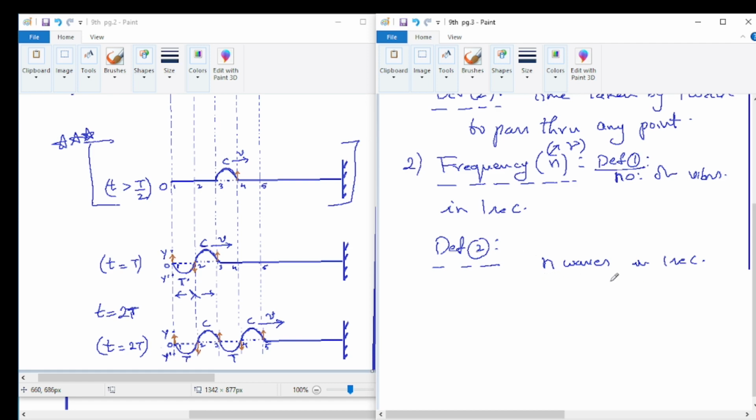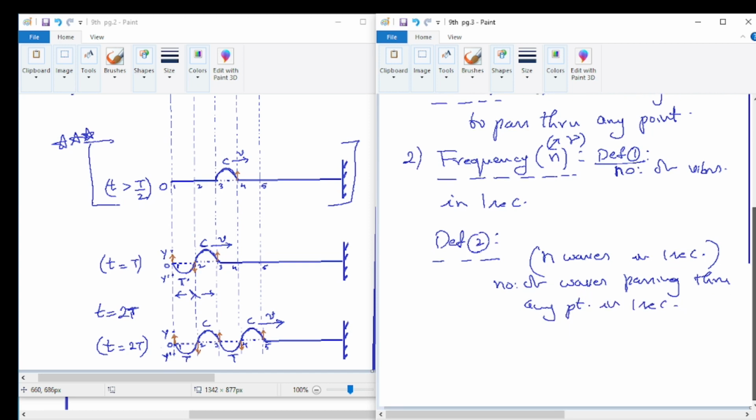So I have written everything in short. You see, what is the definition of frequency in terms of waves? Number of waves passing through any point in 1 second. N waves in 1 second. N is frequency, which means exactly the same number of waves will be passing in 1 second. So what will be the final definition? Number of vibrations in 1 second, or number of waves passing through any point in 1 second. So this is the definition of frequency.